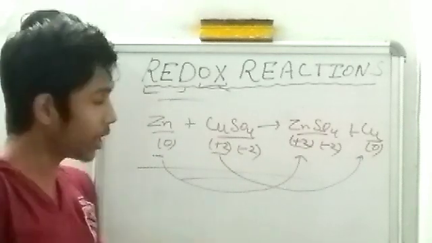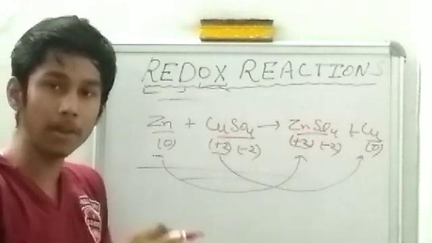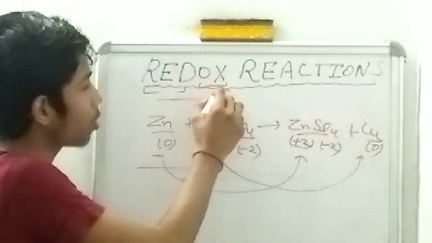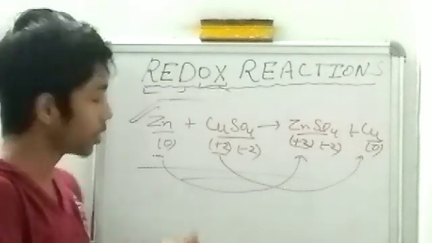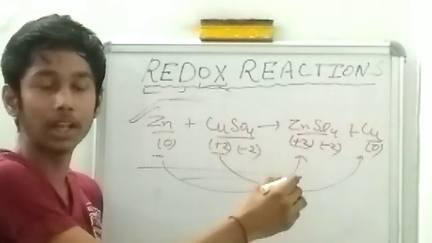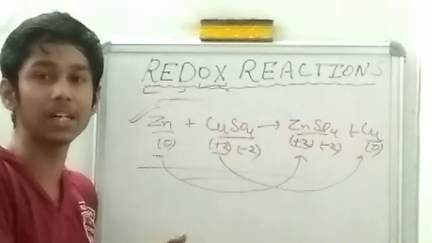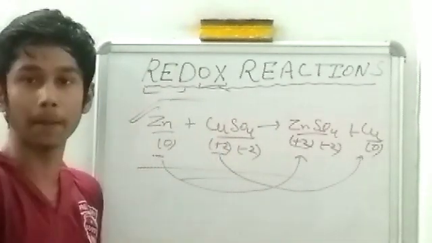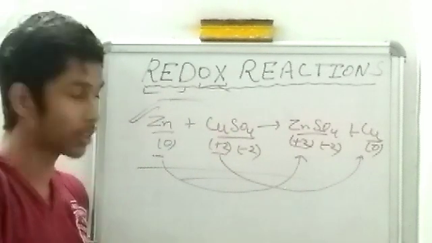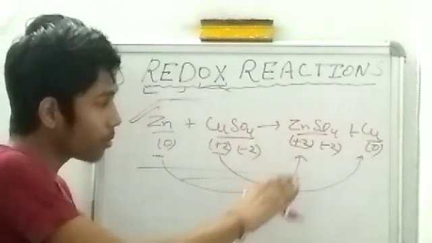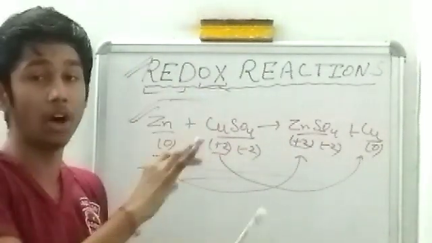When something oxidizes and something reduces at the same time, then it is called a redox reaction, right? And here that thing is happening. Something is oxidizing, that means there is an increase in the oxidation number, and something is reducing, that means a reduction in the oxidation number. So that's what all the redox reaction is.